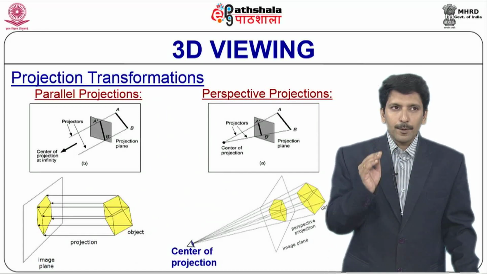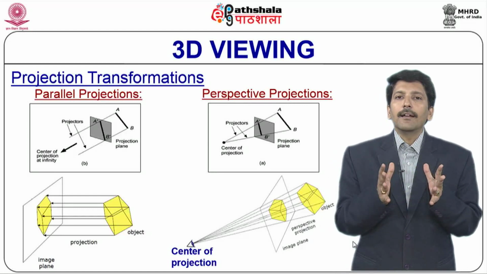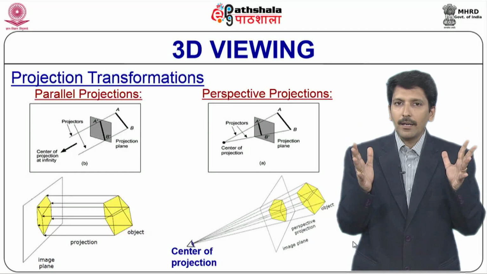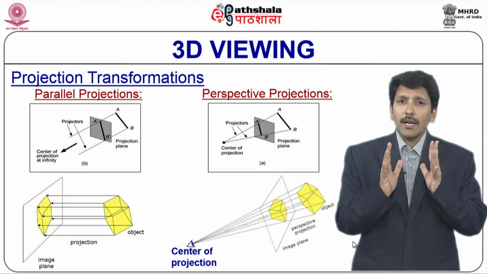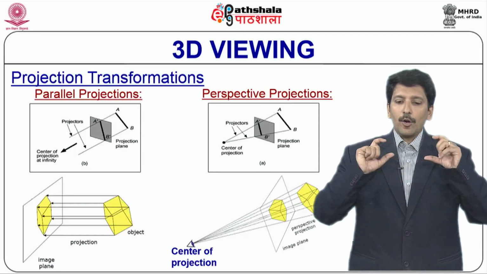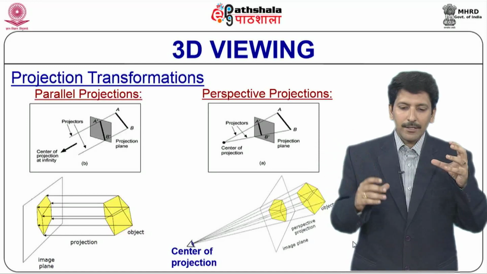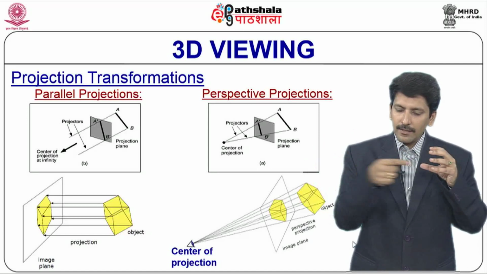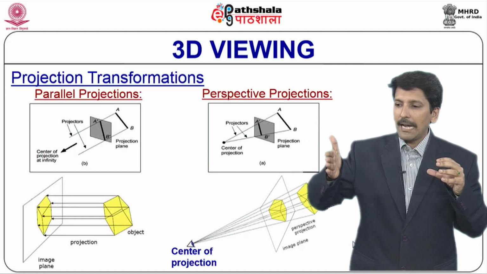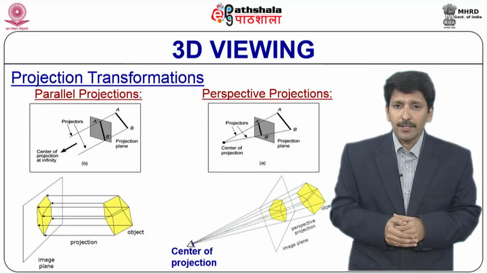So, what is parallel projection? Parallel projections are where an object is projected onto an imaginary 2D plane along lines which are parallel to each other. So, the idea is an object is projected along lines. Imagine an object, it is projected along lines, and these lines are parallel to each other, and you are projecting it onto a flat 2D plane. This is called parallel projection.